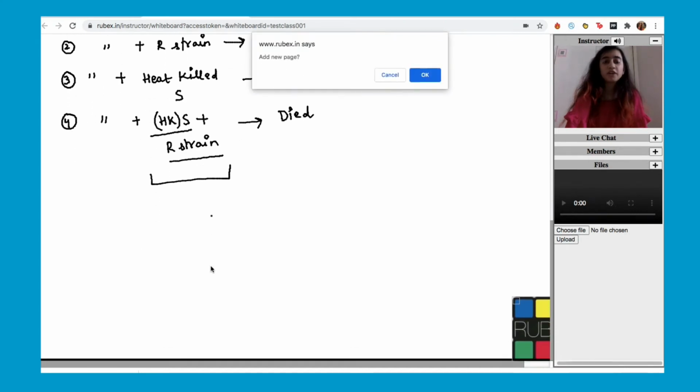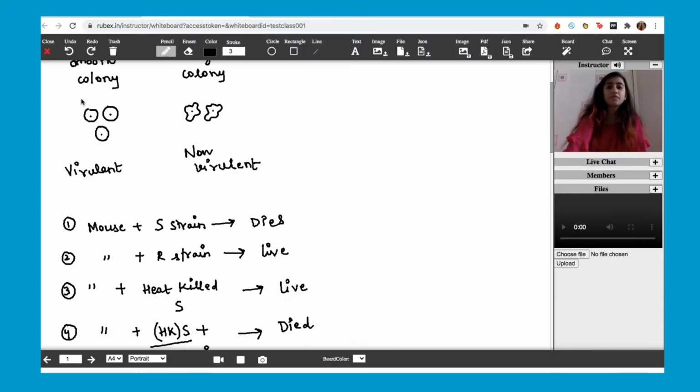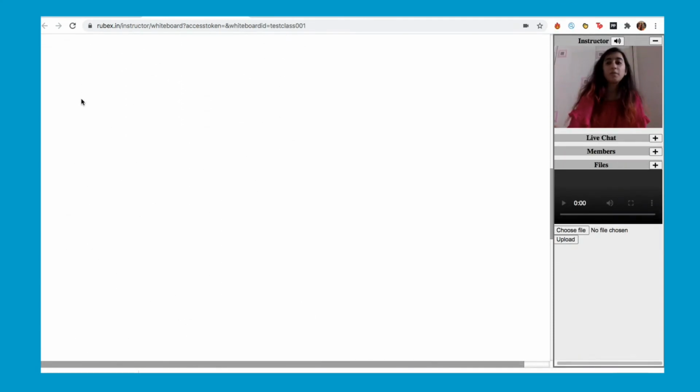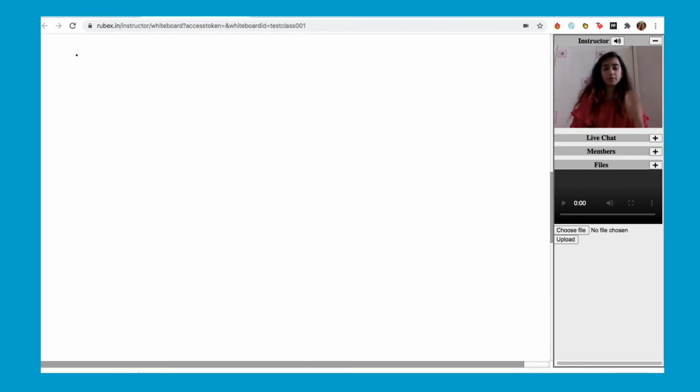This combination of heat killed S strain and R strain. This is where Griffith found out that this combination is infective. He clearly made out that there is something which transformed the R strain into the S strain. So that was the transforming principle. The transforming principle, what did it do? It changed the R strain into the S strain. Forgot to write S, my bad. Yeah. So this is what happened.